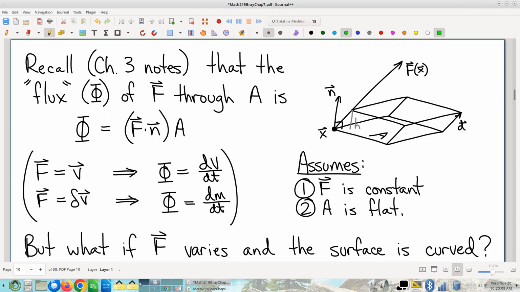Let's see here. Where we were last time, we were talking about flux, and just a reminder that. Okay, let's see. I've got to do something about this door.